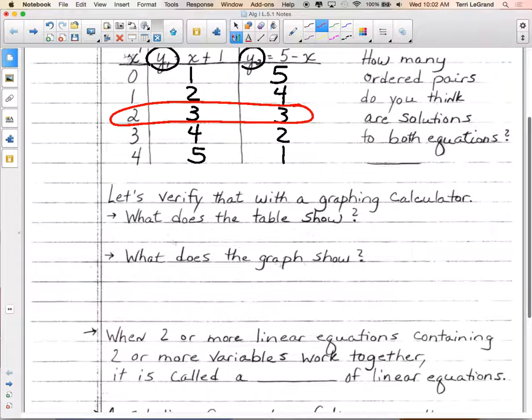We have to find the one. So how many ordered pairs do you think are solutions to both equations? 1. And what does the table show? When x is 2, y is 3, and this is for both. When x is 2, y is 3. Because these guys have to work together. So, x, y, how many unknowns is that?